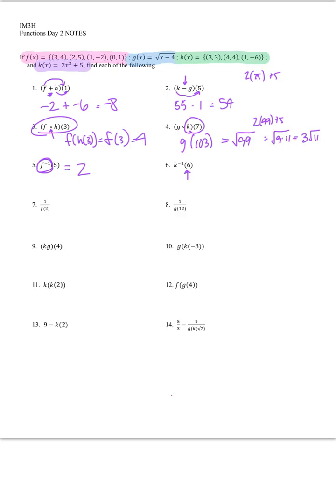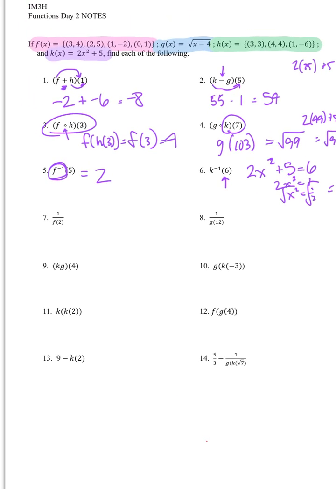A little bit harder to do without a set of ordered pairs, so let me think about this. That means that 2x squared plus 5 should equal 6, which means 2x squared equals 1, which means x squared is 1/2. And when I take the square root of both sides, I get x equals plus or minus 1 over the square root of 2. You no longer have to rationalize.